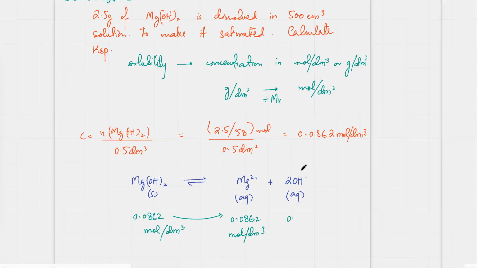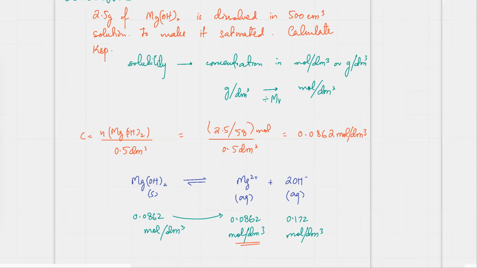What would it be? Can somebody double this? 0.172 mole per decimeter cube. So we figured out that 2.5 grams in 500 cm cube dissolving means 0.0862 mole per dm cube is actually dissolving. One dissolves, produces one Mg2+ ion and two OH- ions. So we found the concentration of the ions in solution.